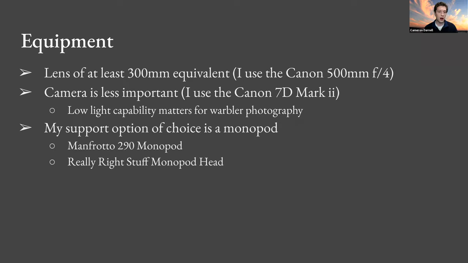And then next, the camera I would say is less important than the lens. And that's just because any kind of camera that you're buying goes obsolete more quickly than lenses do. So if you're going to pay money for camera equipment, I would spend it on the lens rather than the camera. But for the camera, I use this Canon 7D Mark II camera.